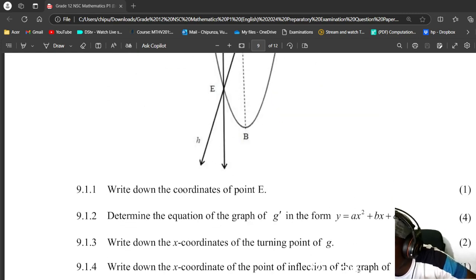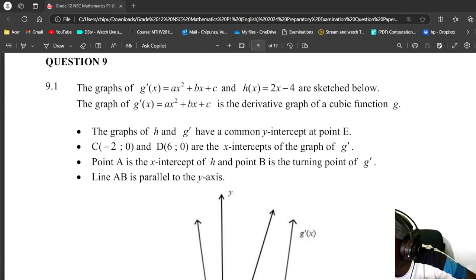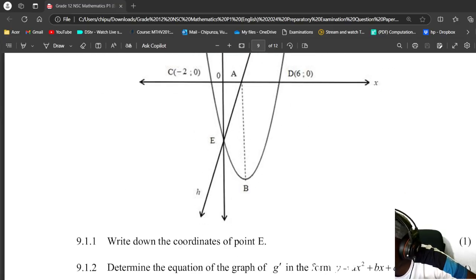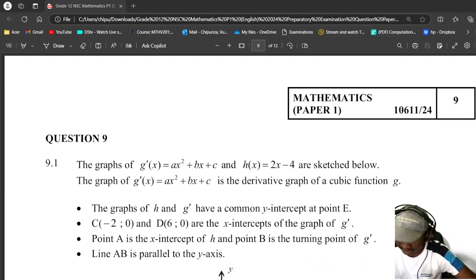Now, write down the coordinates of point E. We said point E is the y-intercept, and you can see that point E is also on the function h. Let's write this down. Question 9. We are given our h of x, which is equal to 2x minus 4. We are also given our g prime of x, which is equal to ax squared plus bx plus c.